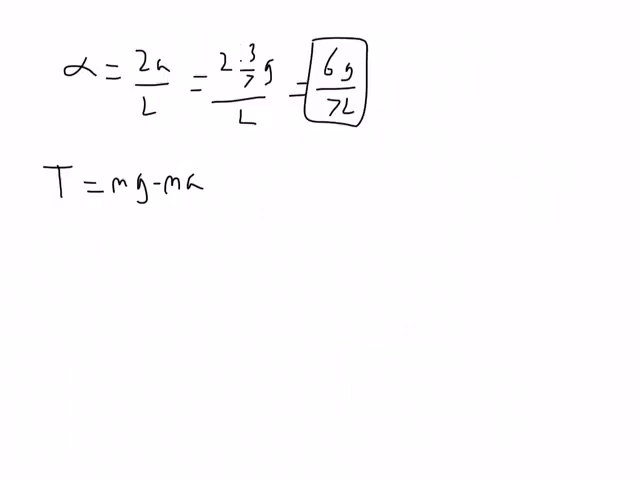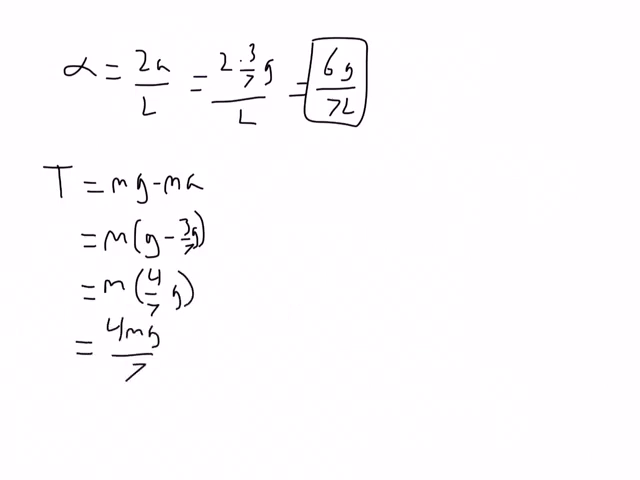Mg minus, and that is going to be mg minus 3/7 g, equals m times 4/7 g, which equals 4mg over 7. Right, and that should be the tension. And that answers parts C, D, and E.